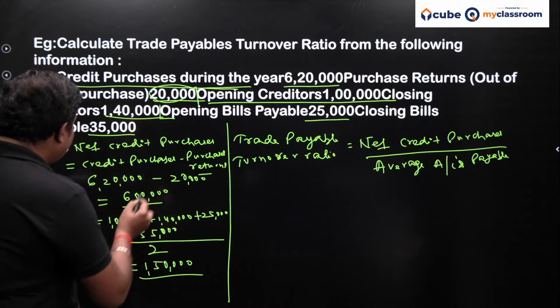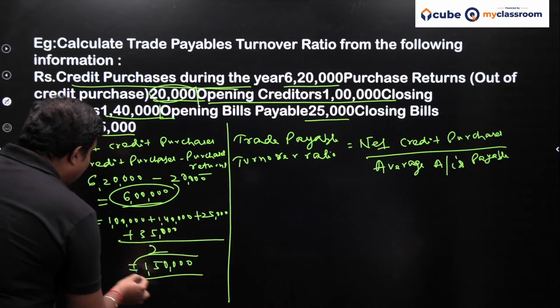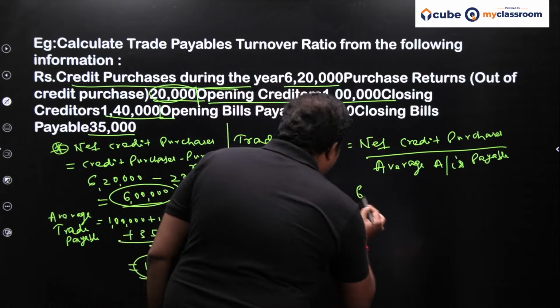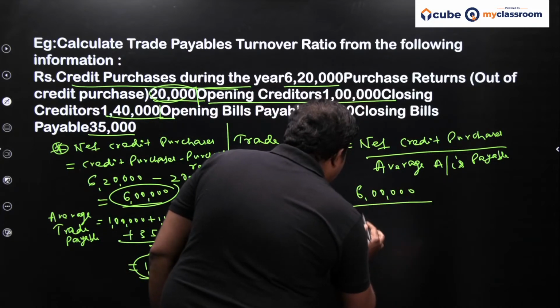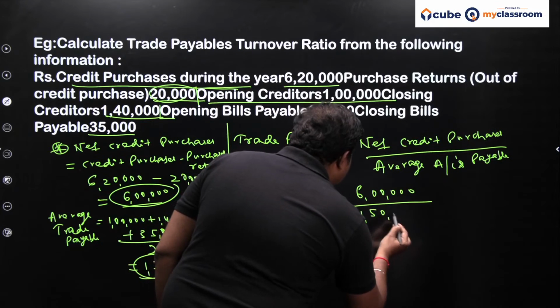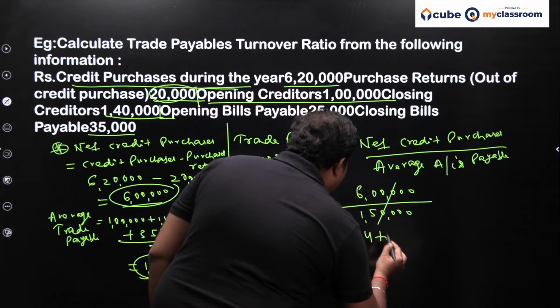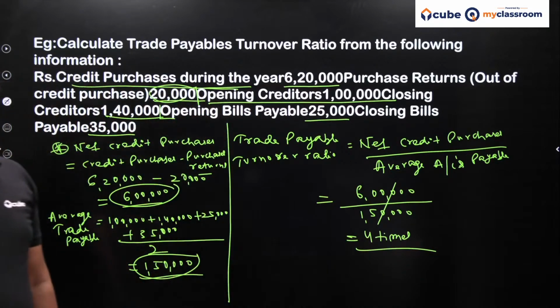So now we have the availability of net credit purchases, and at the same time we have the availability of average trade payable. So it's really simple now. Net credit purchase is 6 lakh, and average accounts payable stands at 1,50,000. So simply we can solve. The answer should be 4 times.